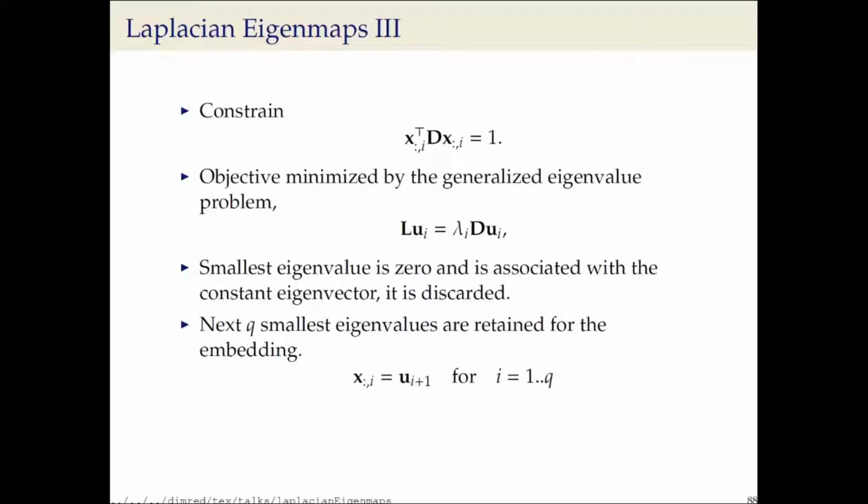What they say is, let's minimize that objective, but constrain this. Now, this constraint is slightly different to the things we've seen before. If you put this D in, you get a slightly different algorithm. You get the eigenvalues of a different object. It's a generalized eigenvalue problem. Our eigenvalue problem would be recovered if you didn't put that D in the middle, but it's very closely related.